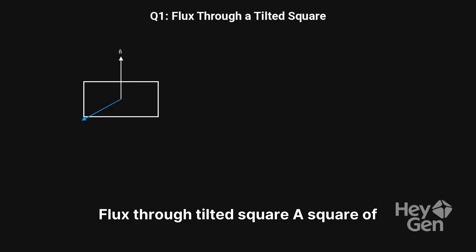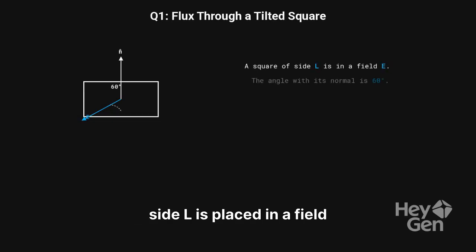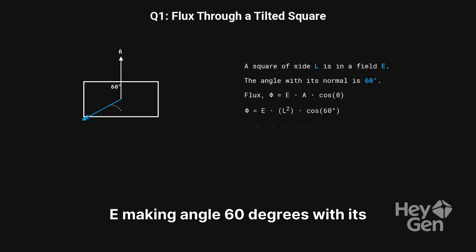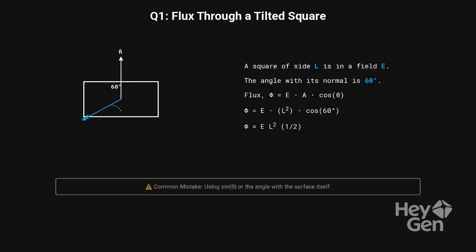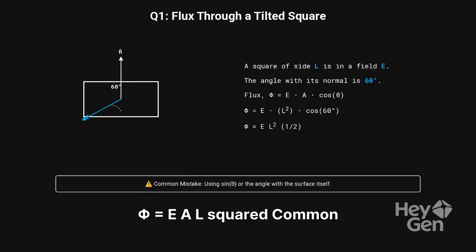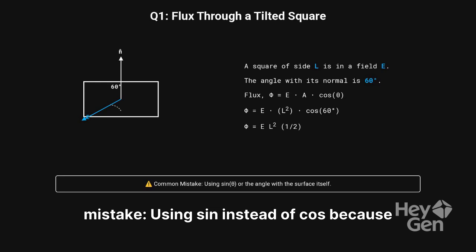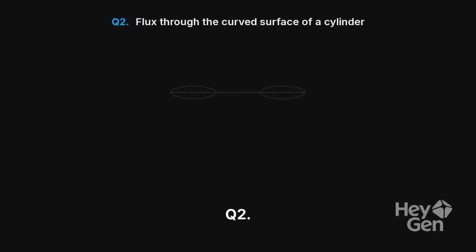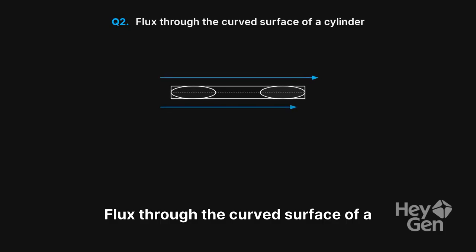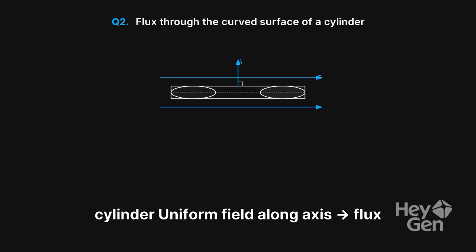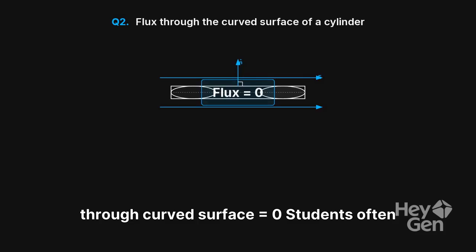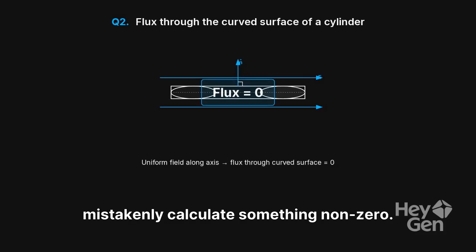Here are the styles JEE repeatedly tests. Q1. Flux through a tilted square. A square of side L is placed in a field, making an angle of 60 degrees with its normal. Flux? φ = EL² cos 60°. Common mistake: using sine instead of cosine because of angle confusion. Q2. Flux through the curved surface of a cylinder, uniform field along the axis: flux through the curved surface equals 0. Students often mistakenly calculate something non-zero.